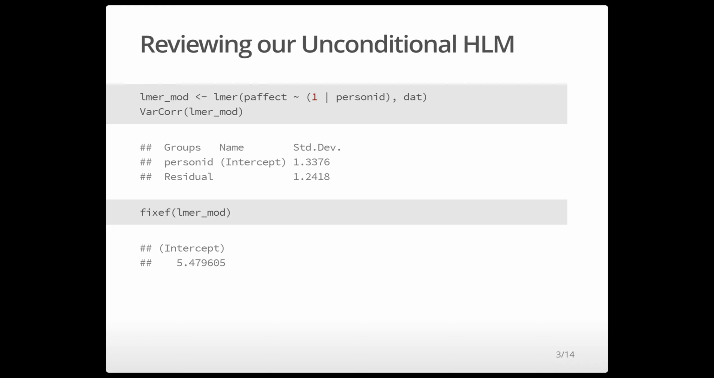So just to go over it again, our population parameters: we're going to look at standard deviation terms rather than variance terms, and I'll show you why in a little bit. We have the cluster means, which have a standard deviation of 1.34. Then we have the residual variance, which has a standard deviation of 1.24. And then we have a population mean or intercept of 5.48.